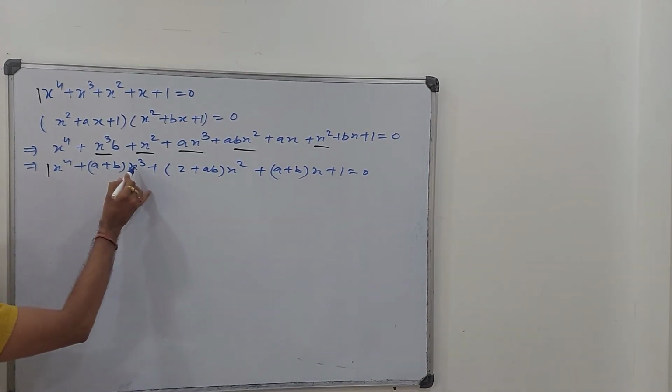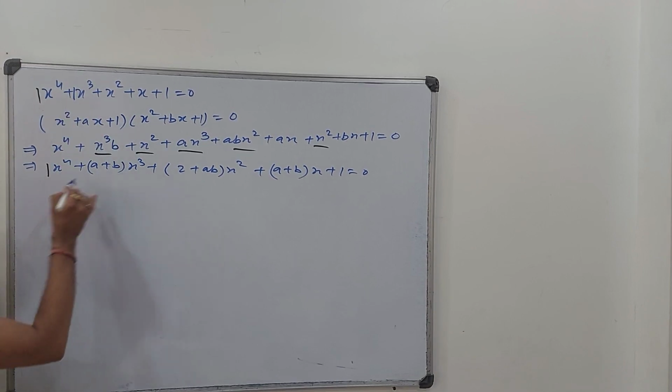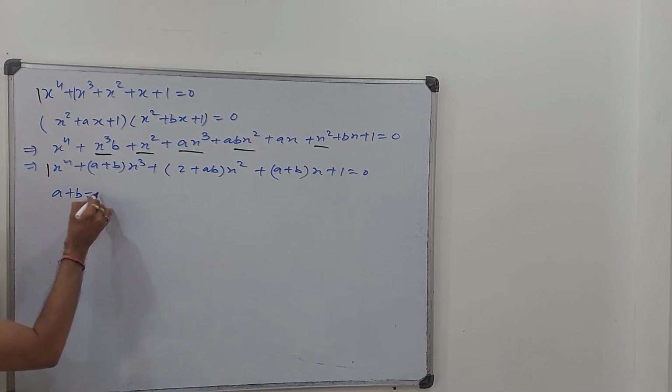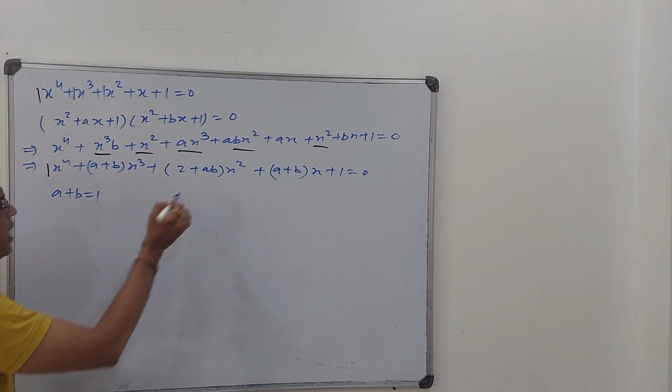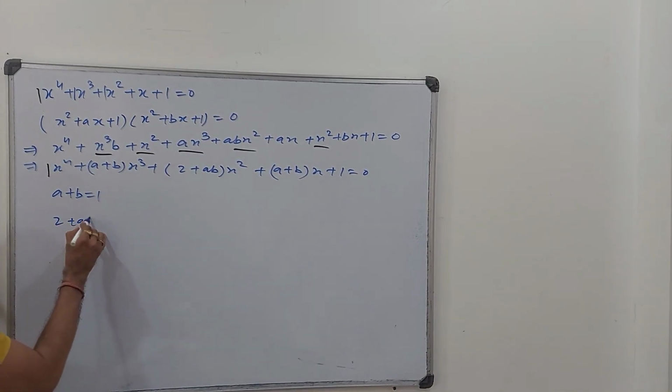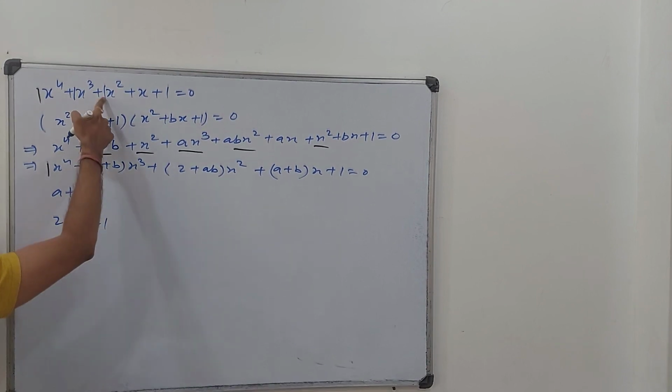Fine. So what will happen? X cube coefficient is 1. So I can compare and say a plus b will be equal to 1. Then x square coefficient is 1. So I can say that 2 plus ab equal to 1 because here it is 1.